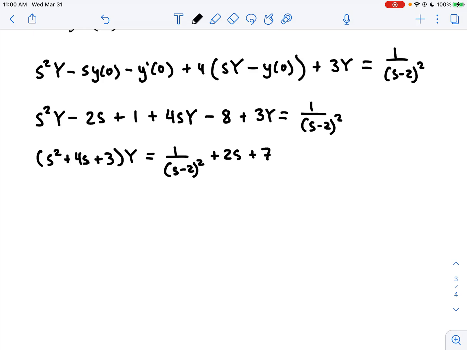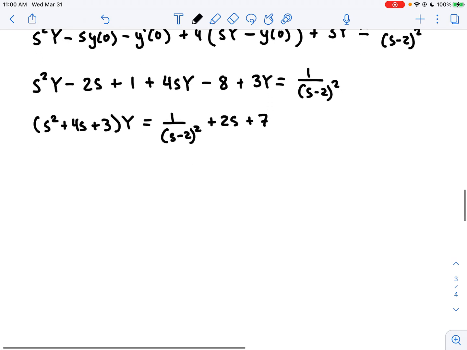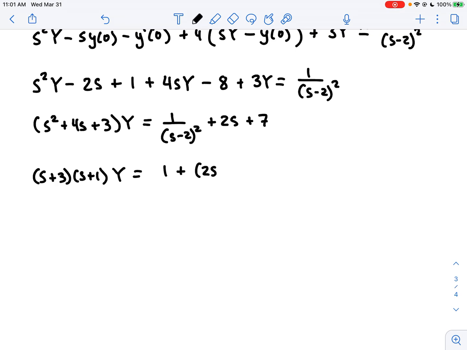So 2s plus 7. I'm going to go ahead and get a common denominator for this again, and I'm not going to expand the numerator this time. I do notice that this here also factors, which is convenient. That's just going to be s plus 3 times s plus 1. And after I get a common denominator on the other side, I have a 2s plus 7 that needs to be multiplied by its own s minus 2 squared, so that everything is over an s minus 2 squared. And this time, I'm not going to bother expanding this. You're going to see that we really don't need to expand it to complete our task.